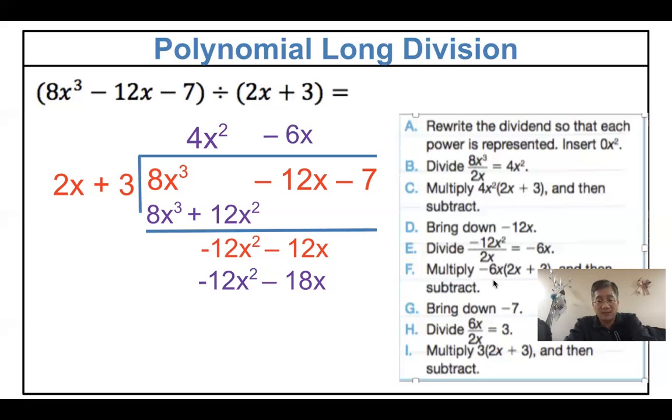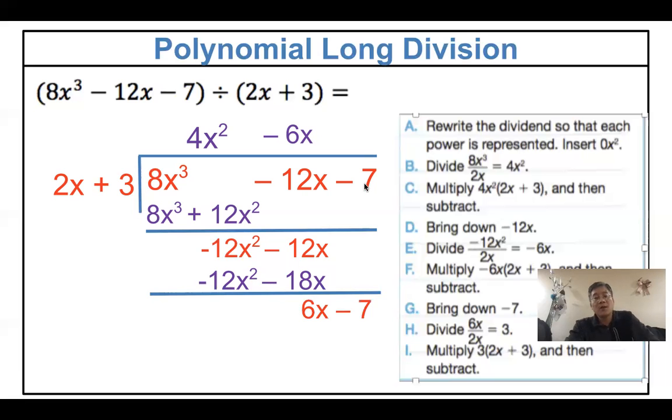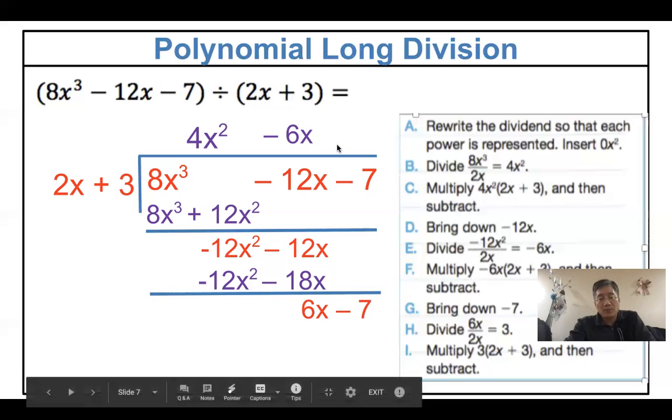Then what do we do? Yeah, you subtract. Exactly the same thing here, right? You are always supposed to get the same thing here. Then if you subtract, 0. Now, negative 12x minus negative 18x, minus negative becomes plus 18x, right? And if you combine negative 12 plus 18, it will be 6x. And then we bring the 7 down with a minus.